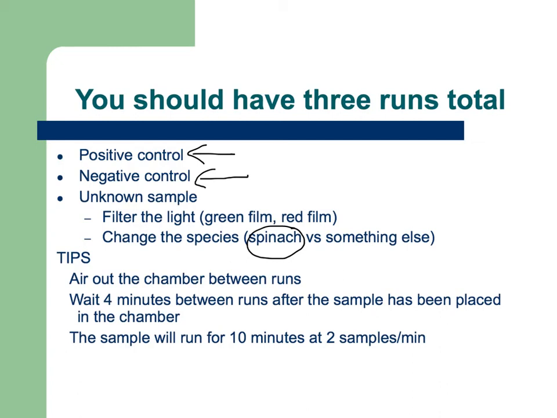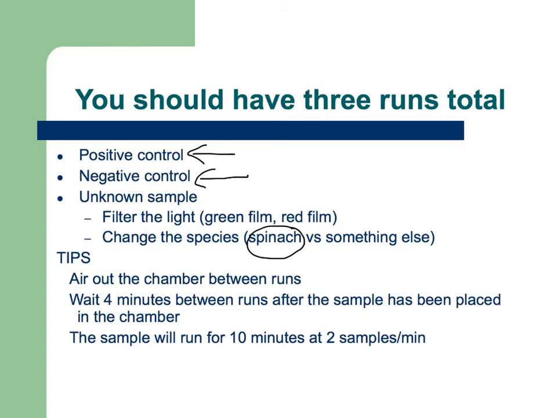Some tips. Make sure that you air out the chambers between runs. I know a couple of people didn't do that last week. That could have been a huge error. Also, if your spinach leaves are wet or if there's any water within your chamber, that's going to give off oxygen that's going to completely mess up your results.